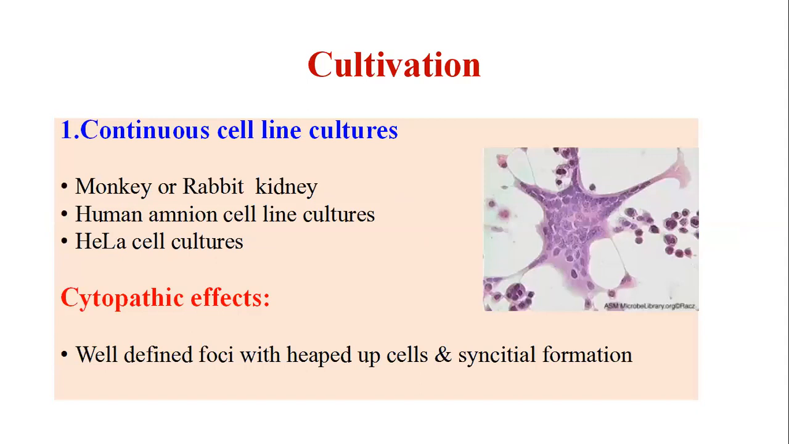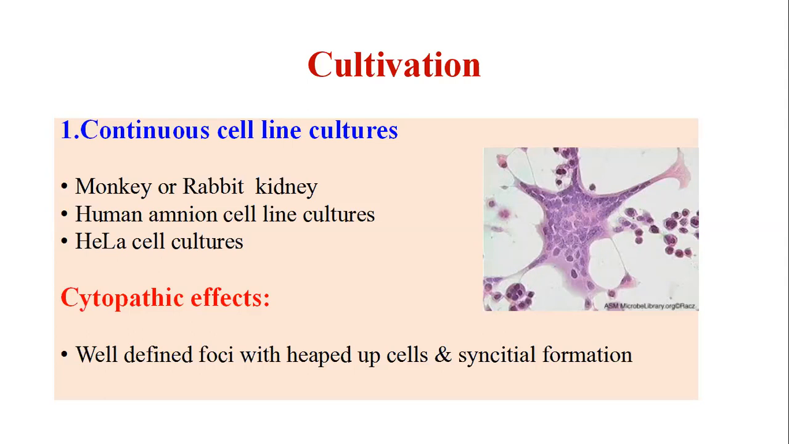Now, how do we cultivate this virus in the laboratory? Continuous cell line culture is done, and here monkey or rabbit kidney cell lines can be used for cell culture, or else you can use HeLa cells or human amnion cell lines for in vitro culture of this virus.